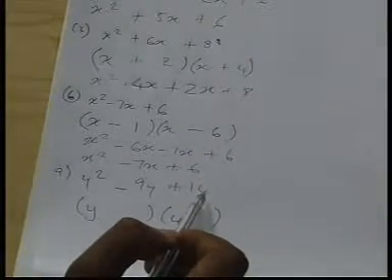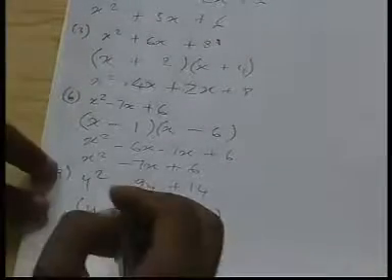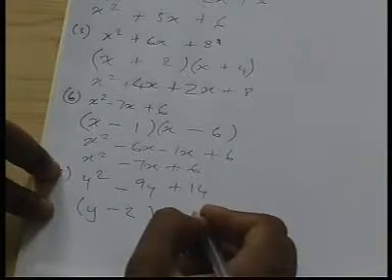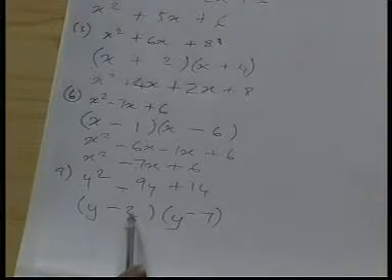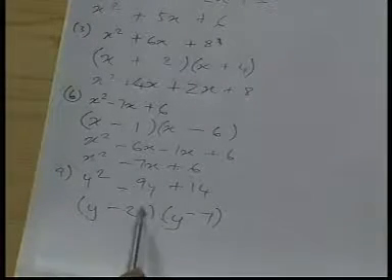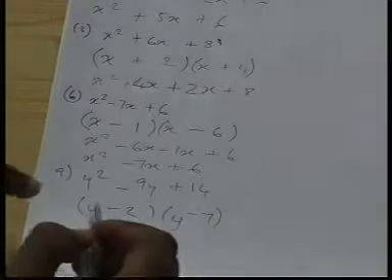minus 2 times minus 7 is plus 14, and minus 2 add minus 7 is minus 9. So minus 2 and minus 7. Minus 2 times minus 7 is plus 14, and minus 2 add minus 7 is minus 9. Let's see if it's worked.